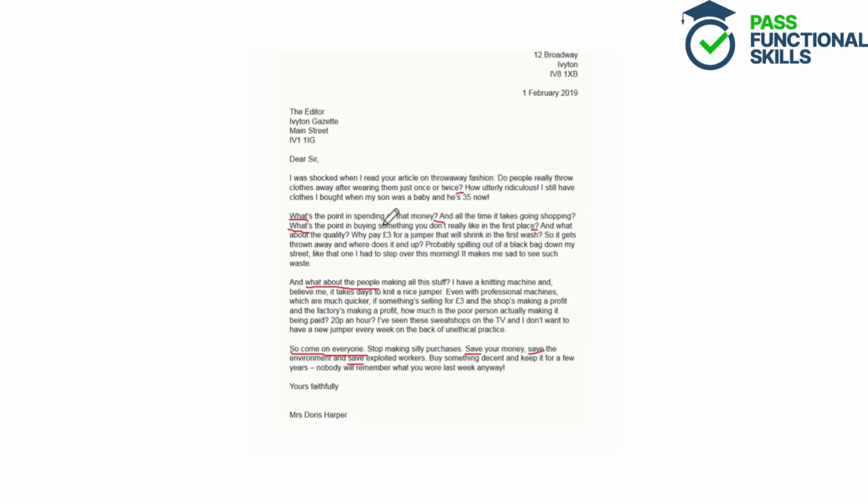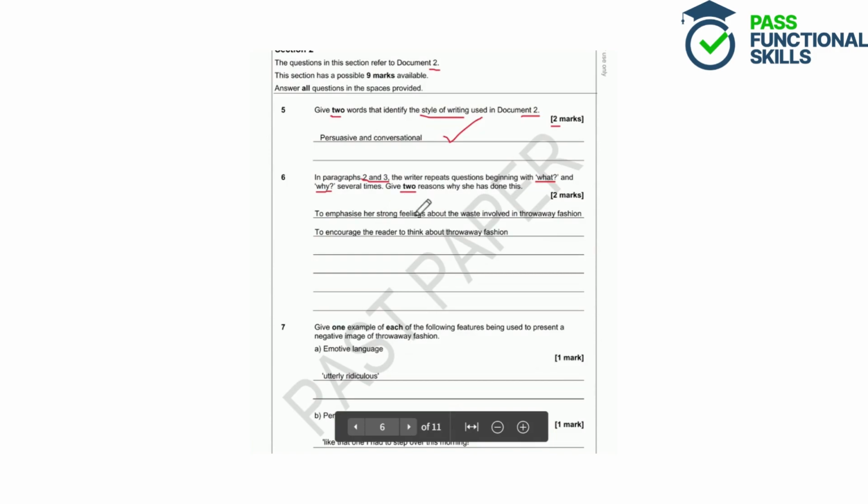So these types of questions are directly addressing the reader, and they're making the reader really think about the topic by posing a question to them. Also, by repeating this word what and why, we've got the writer creating this real emphasis on their feelings towards fast fashion. They clearly don't like it. So we can say that these questions have the purpose of emphasising her strong feelings about the waste involved in throwaway fashion. And we can say that the rhetorical questions encourage the reader to think about throwaway fashion by directly addressing the reader.